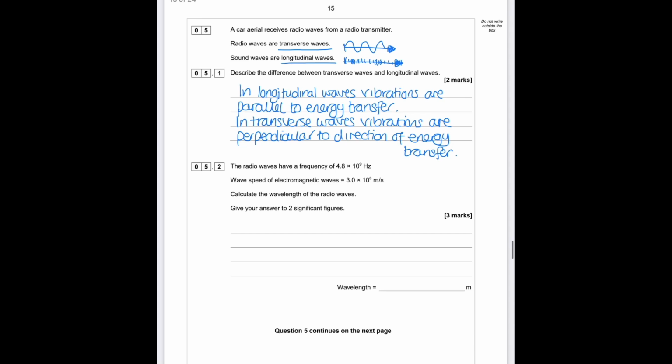So for the next part of the question, we're told that radio waves have a frequency of 4.8 times 10 to the power of 9 Hertz. The wave speed of an electromagnetic wave is 3.0 times 10 to the power of 8 meters per second. And we've got to calculate the wavelength of the radio waves. And we've got to give our answer to two significant figures. So the equation that we use is wave speed is frequency times wavelength. And that therefore gives us that the wave speed, so 3.0 times 10 to the power of 8 equals the frequency, which is 4.8 times 10 to the power of 9 times our wavelength.